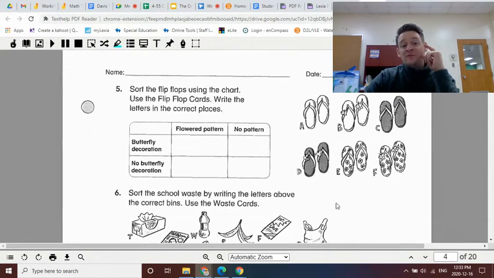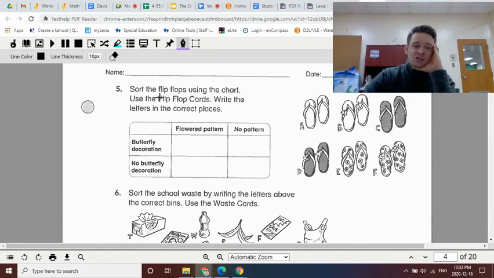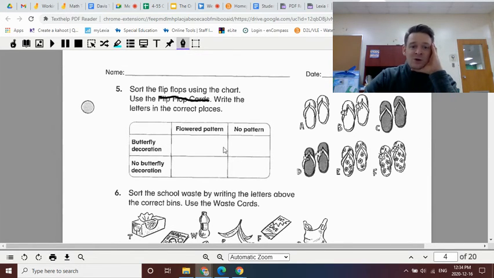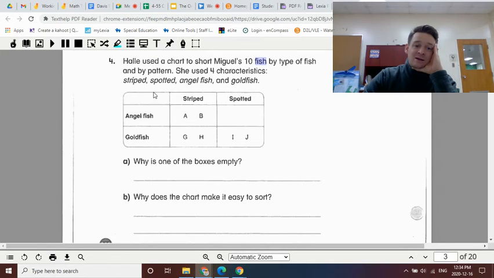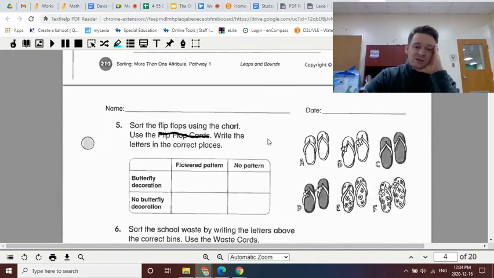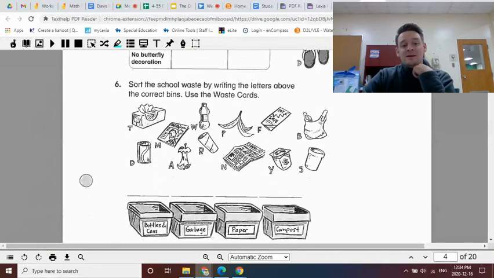Last question, we are sorting flip-flops. These are our flip-flops here. We don't have flip-flop cards. We don't have animal cards or fish cards. So if you're looking for those things, we don't have them. We're just using the pictures here to help us sort. And you are going to be putting them in a chart just like the fish chart that Haley used. And finally, we will be sorting the garbage by writing the letters above the correct bins.